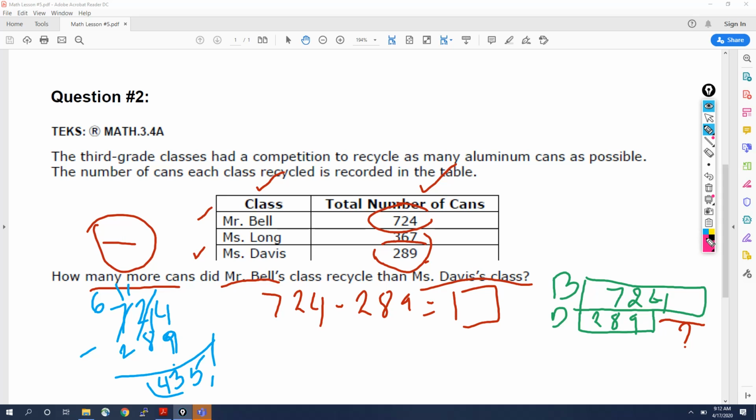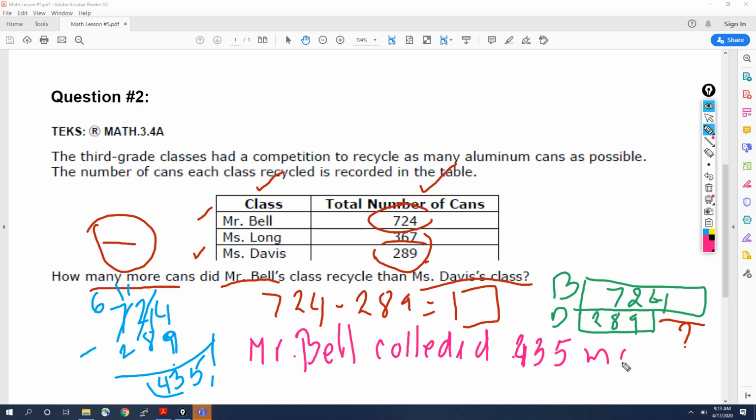So our answer statement will be: Mr. Bell collected 435 more than Miss David's.